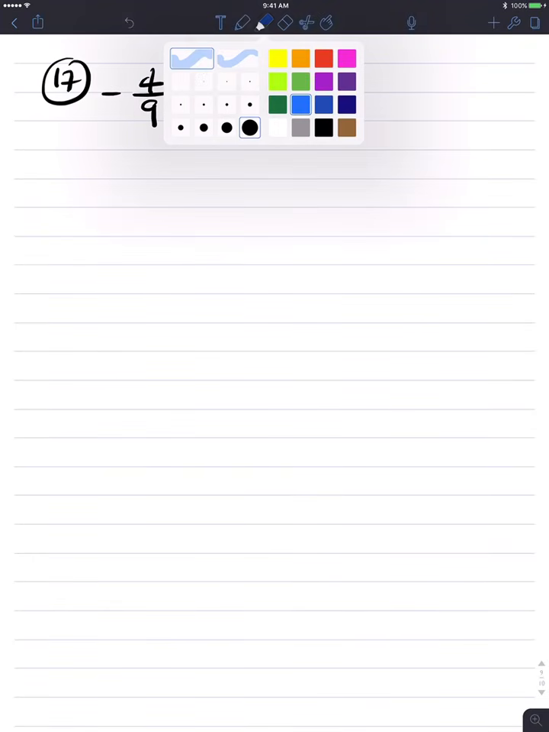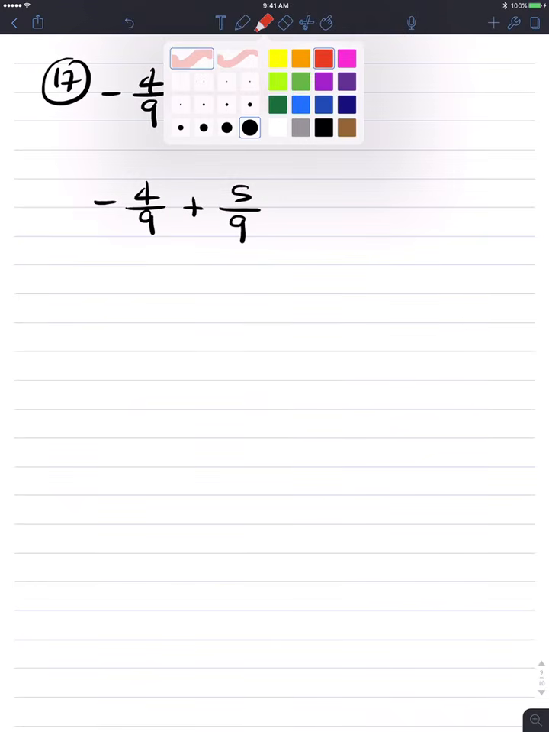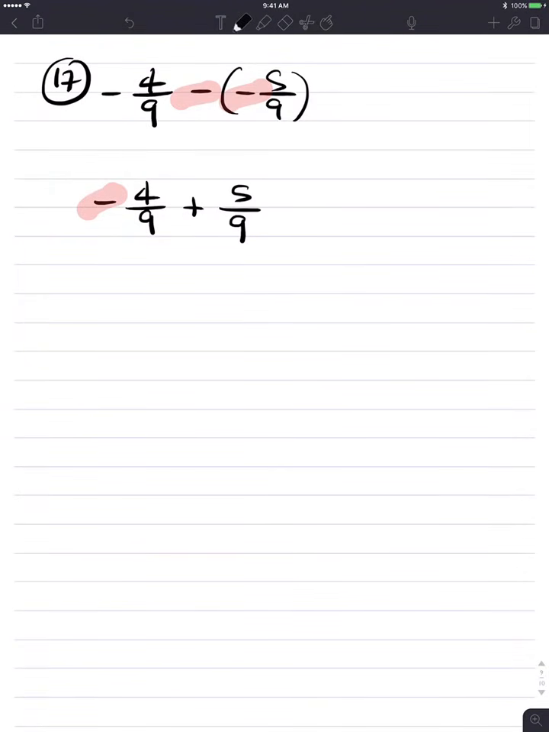Number 17. Negative 4/9 minus a negative 5/9. Notice we are in a minus situation. The opposite of a negative is a positive. So I can write this as negative 4/9 plus my 5/9. That negative sign here can be written at the same level, or place that negative sign with the 4, the numerator.